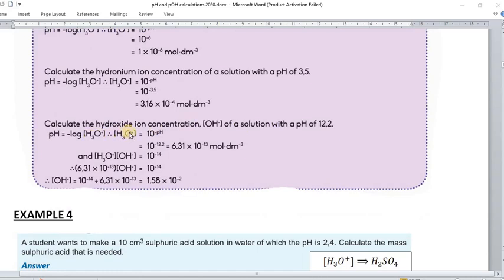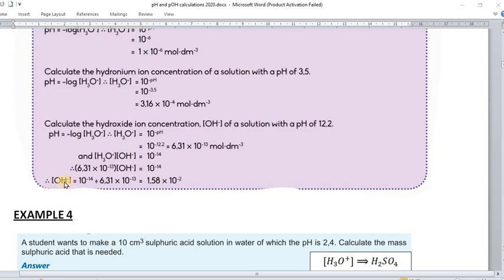Now, here you are getting the reverse. Calculate the hydroxide ion concentration where the pH has been given to you. Again, you can go ahead, establishing your formula, calculating the hydronium ion. Now I'm coming to use your formula for the auto ionization of water.